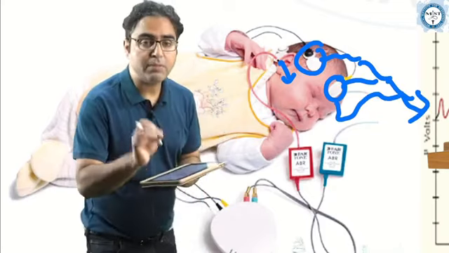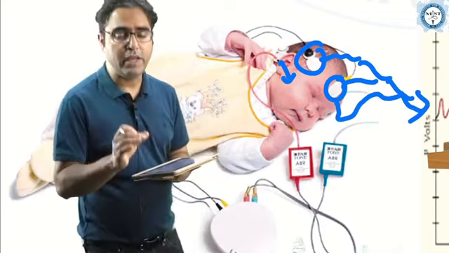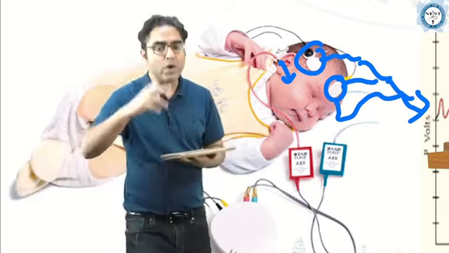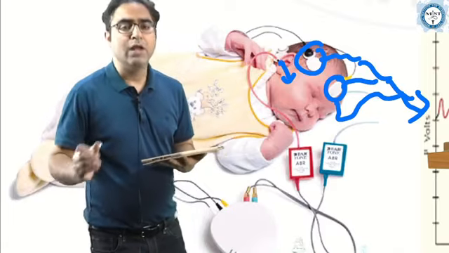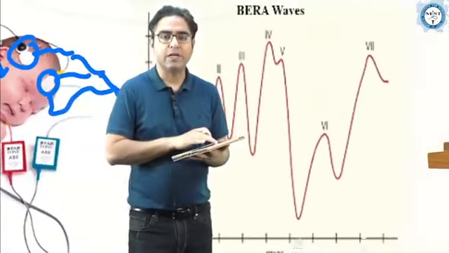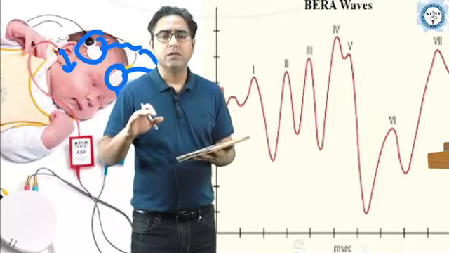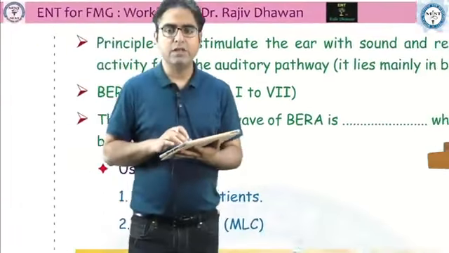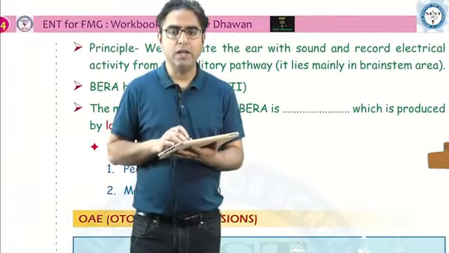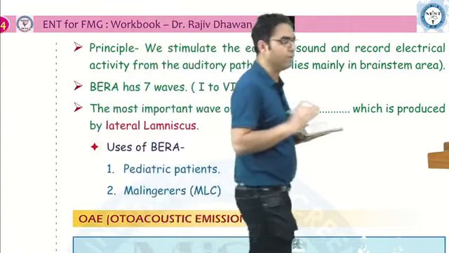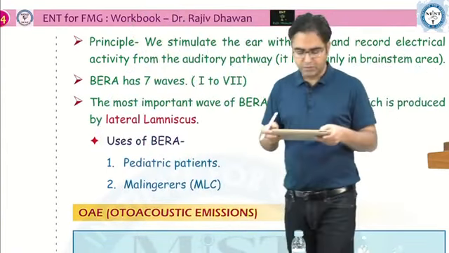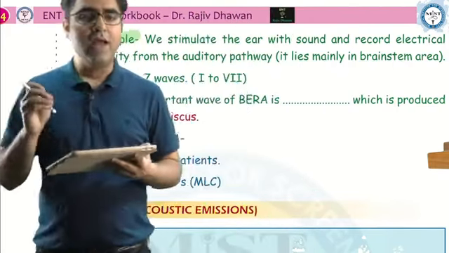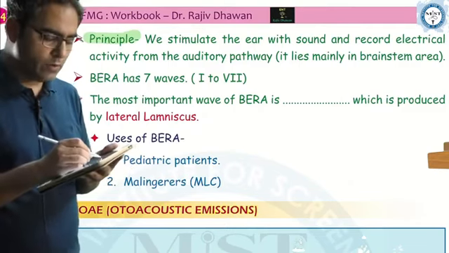Brainstem evoked response audiometry means you are evoking a response. You are giving a sound to the ear and you are evoking an electrical activity in the brain, and you are recording that activity, and that laptop shows this activity. It means your child is hearing normally, beta. Now read, everybody. We stimulate the ear with the sound and record electrical activity from auditory pathway. Please read the principle, beta. Principle is we stimulate the ear with sound and we record electrical activity from auditory pathway.